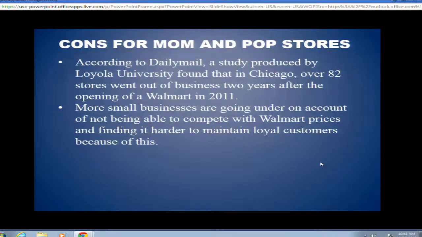According to Daily Mail, a study produced by Loyola University found that in Chicago, over 82 stores went out of business in 2 years after a Walmart opened in 2011. More small businesses are going under on account of not being able to compete with Walmart's prices, and they're finding it harder to maintain loyal customers because of that.